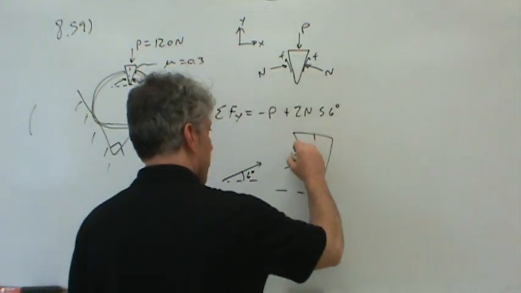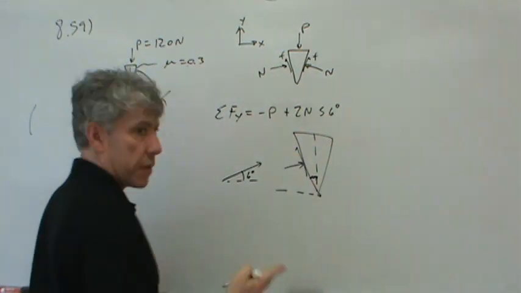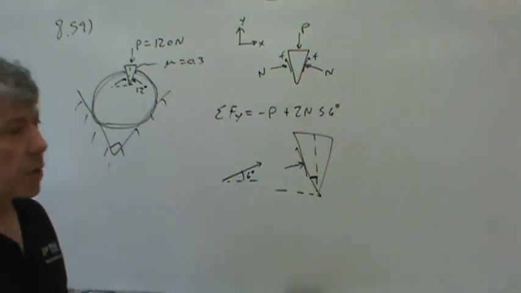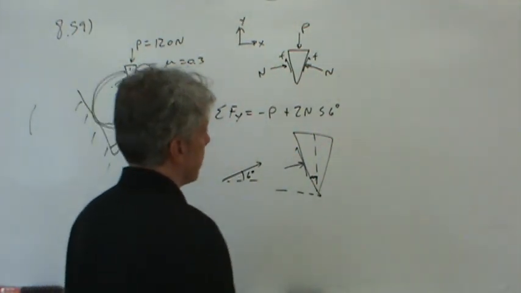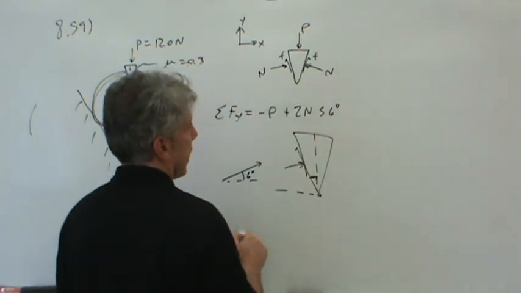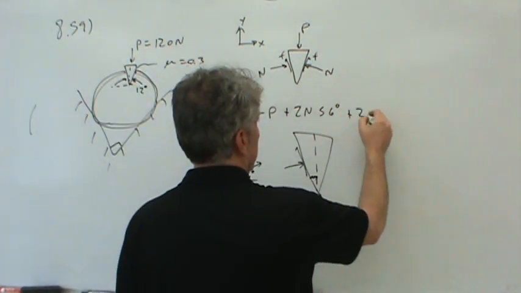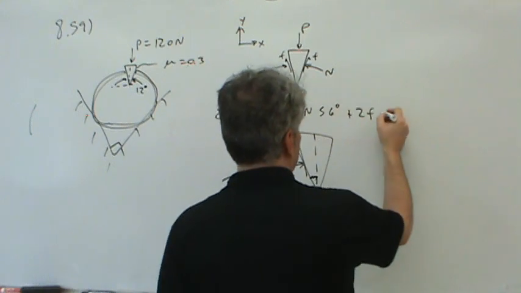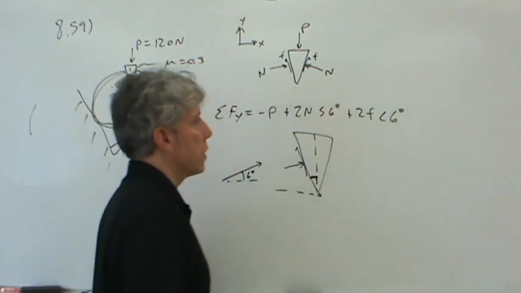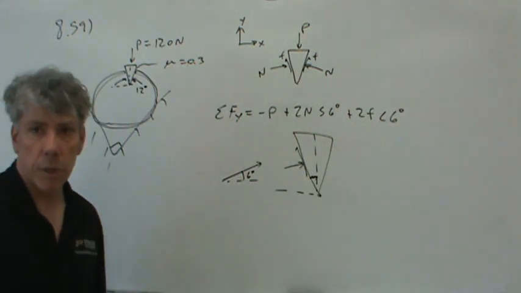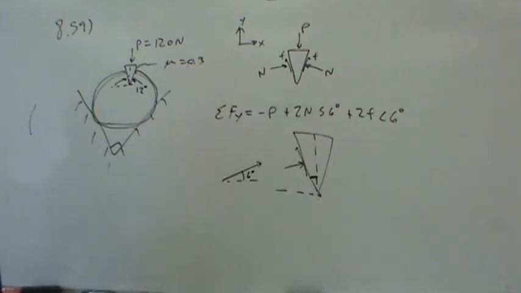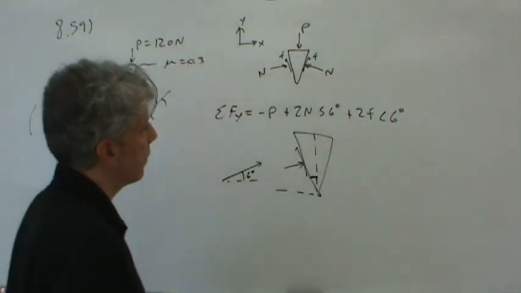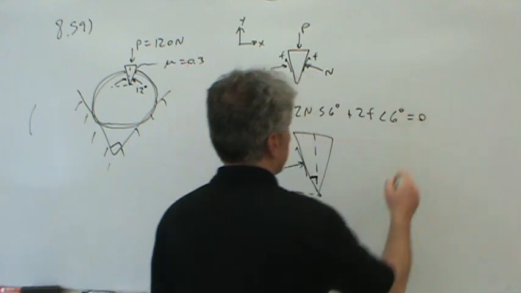How about the friction force? Well, the friction force acts 6 degrees off of vertical. It's easier to see on the friction force than the normal force that it's a 6-degree angle we're interested in. So it's the bulk of it that acts, so we're going to say plus 2 times the friction force times cosine of 6 degrees. Okay, any questions? I see questioning looks. All right, so this should come out to 0.